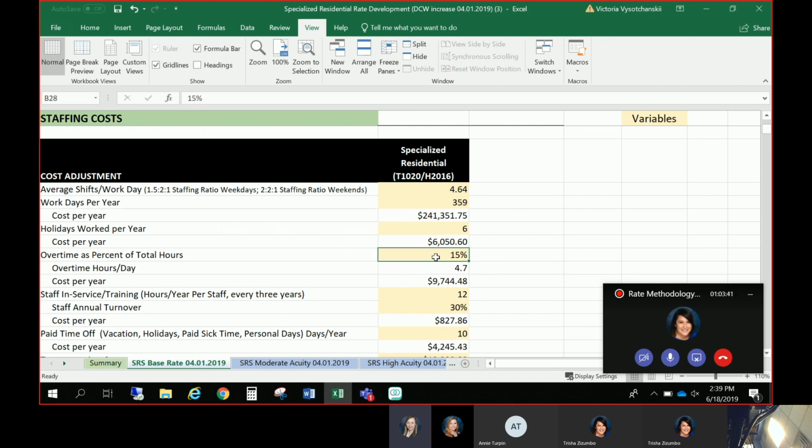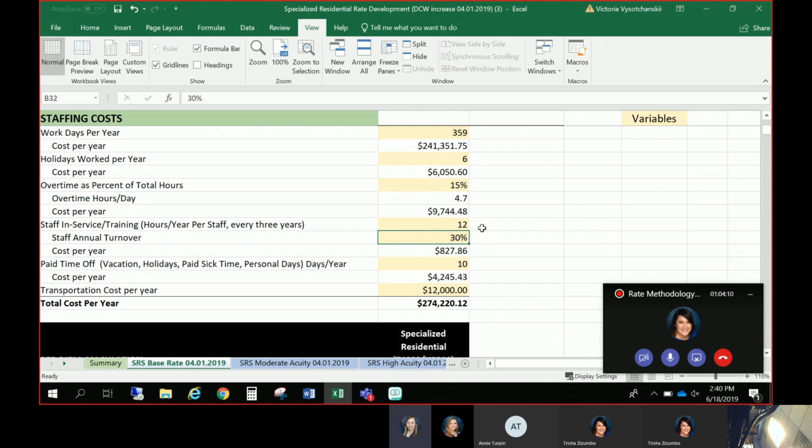We've also, based on a survey that was distributed to the network, determined that about 15% is the overtime percentage across the network. We've also included a variable here for staff in-service and training. We also are aware of the staff annual turnover. So due to a staffing shortage, we do understand that turnover is quite high within the network. So we included a variable for that as well in an effort to be as fair and transparent as possible.